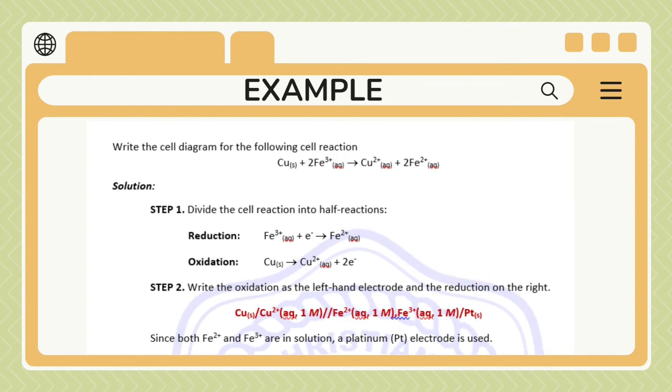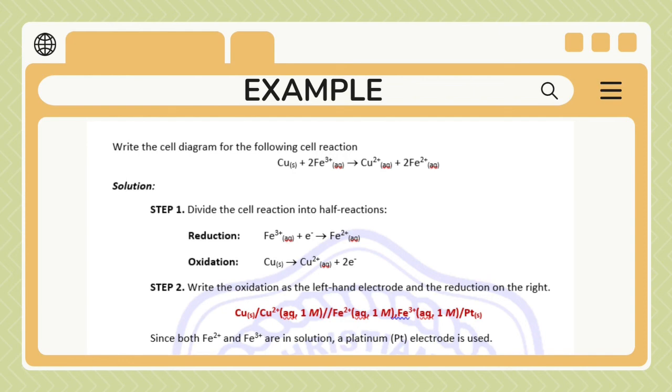So we have Cu solid, phase bar, Cu2+ aqueous 1M, and then right after that, the salt bridge is denoted by the double bar. Fe2+ aqueous 1M, Fe3+ aqueous 1M. We're going to have the phase bar again, Pt solid. So again, platinum is used as an electrode.